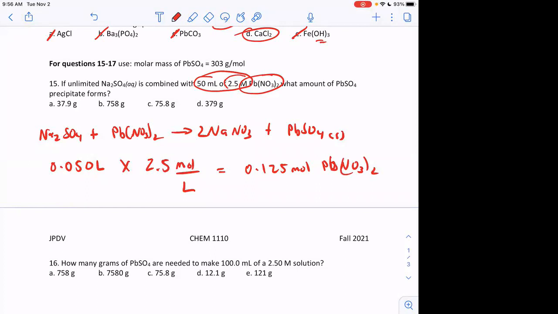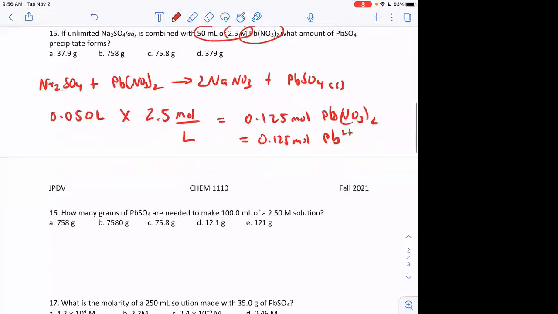Moles of lead nitrate, which means effectively we have that many moles of lead in solution. It's actually 2 plus. We have that much moles of lead in solution. So that's all going to precipitate. So effectively, you don't even need the reaction stoichiometry. You can just say that 0.125 moles of lead 2 positive times, there's 1 mole of lead sulfate for every 1 mole of lead, right?